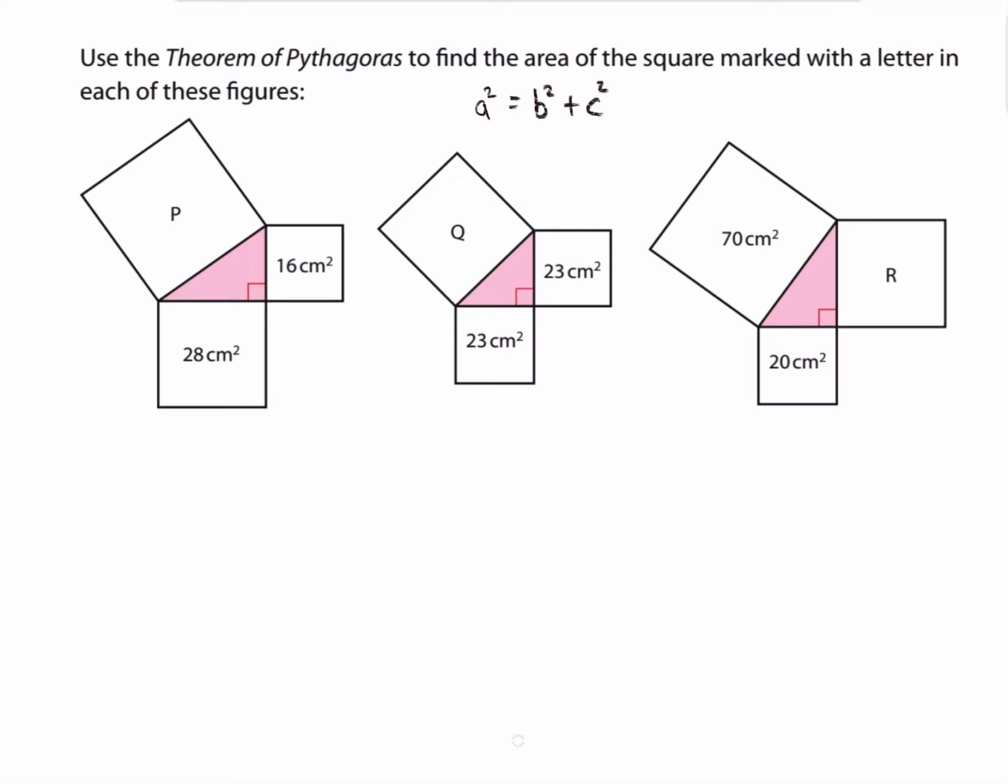I'm going to do the first one for you. So here, the first one, P, this side here, this is A, okay? And then this side here we can call B, and this side here we can call C. So I want you to write out the other two and then label them. So pause the video now.